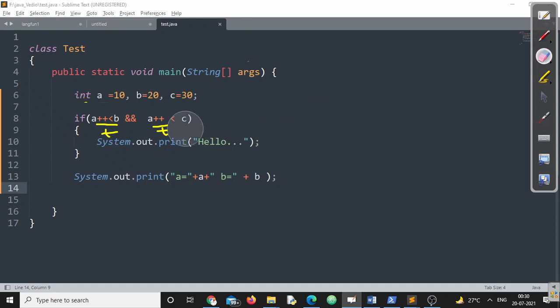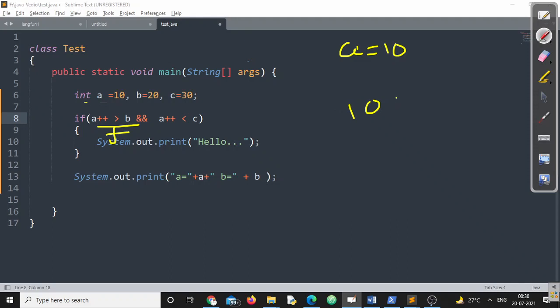Now let us cross check with a different set of values. Suppose I am writing this one. Definitely you will say, sir, the first one is immediately false. But previously what was the value of a? It was 10. So how should I go? I should go with if 10 greater than b. Once the value of a is used, as per the rule of postfix, a will be incremented by 1. The value of a will be 11.